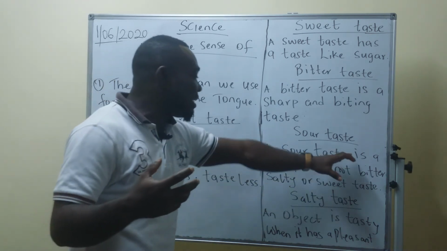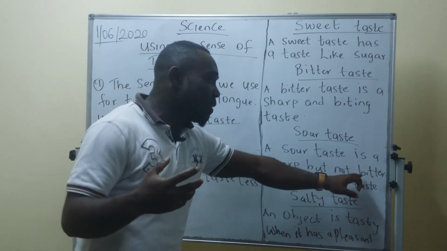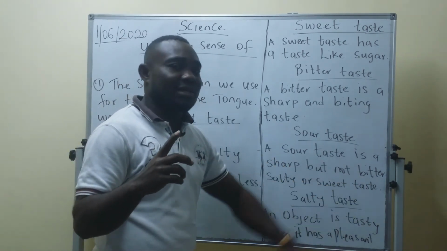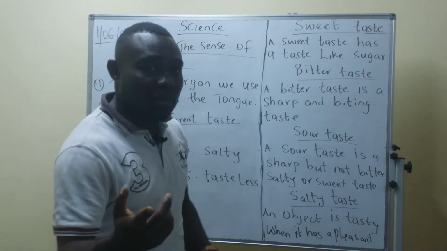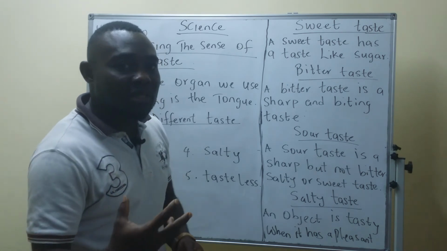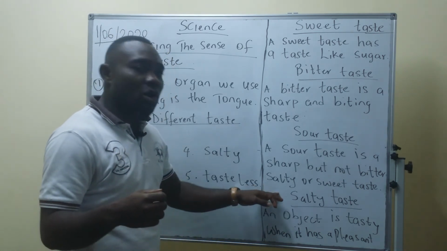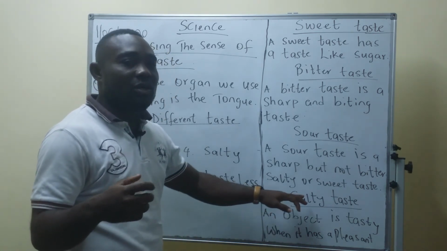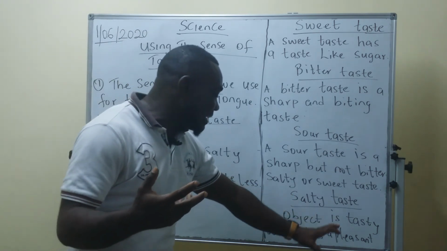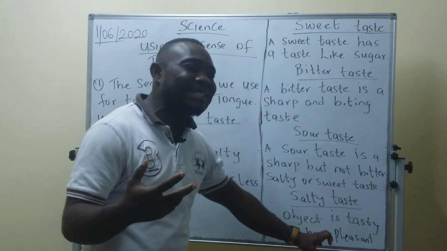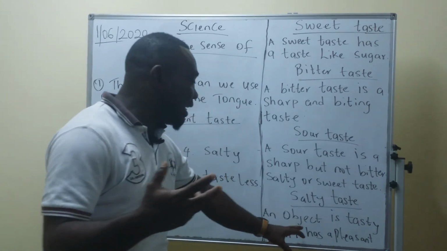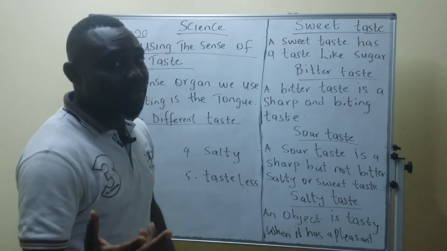Now we have the next one, which says the sour taste. The sour taste is a sharp but not bitter, salty or sweet taste. For instance, the lemon. Lemon is what? Lemon has a sour taste. We also have the salty taste. An object is salty when it has a pleasant taste.